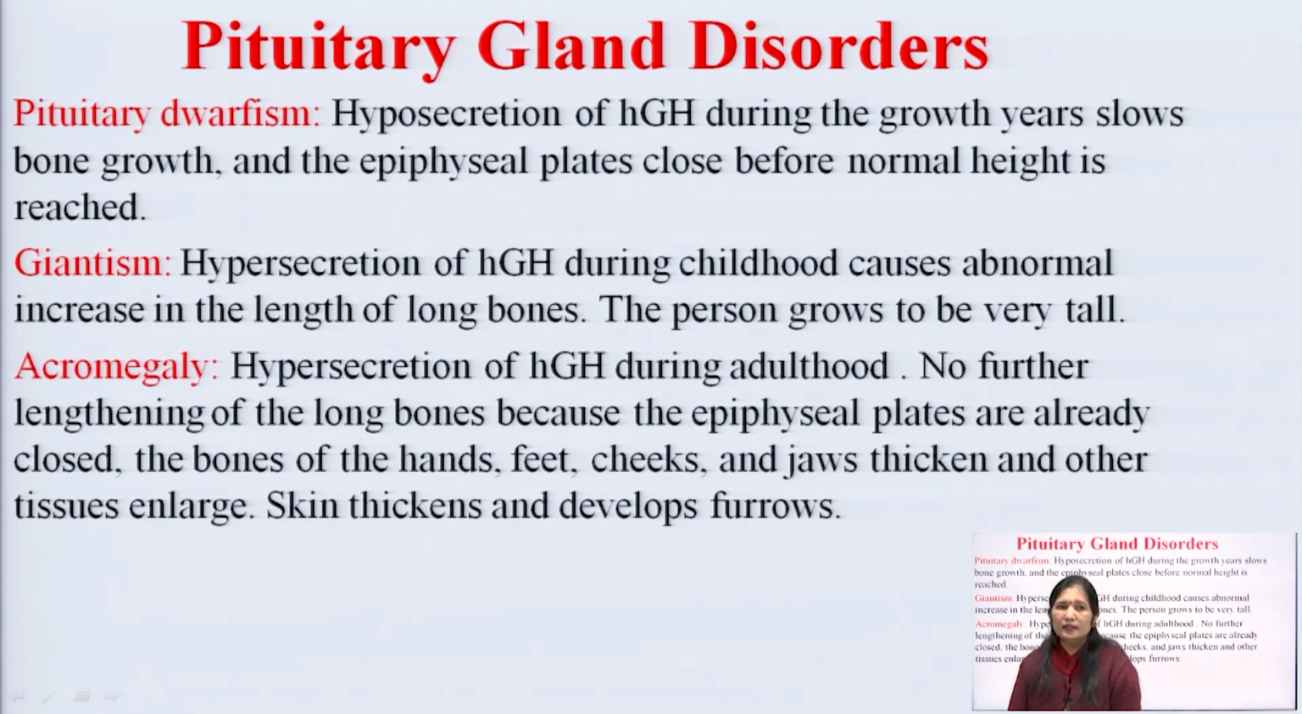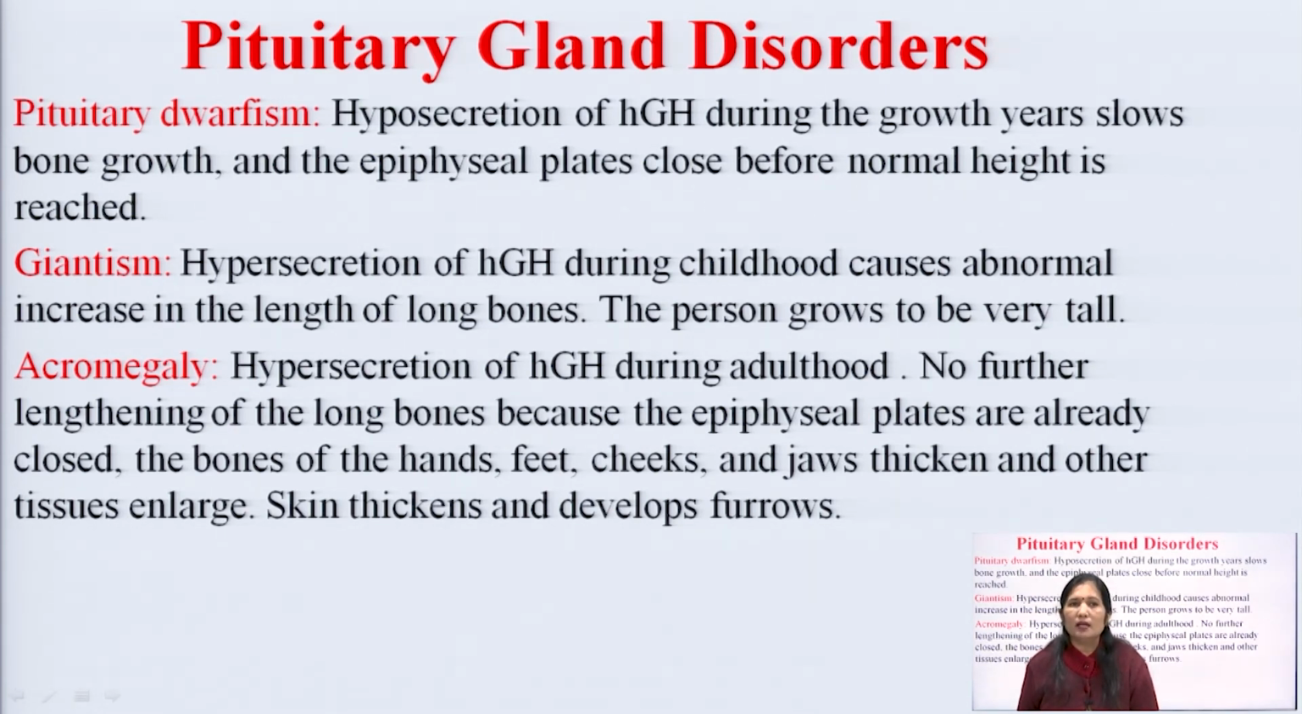So, pituitary gland disorders: dwarfism, gigantism, acromegaly. When there is hyposecretion of human growth hormone, it will result in decreased bone growth. So, normal height will not be achieved. So, in pituitary dwarfism there will be less height. Gigantism is hypersecretion of human growth hormone. So, it will cause an abnormal increase in the length of the long bones and the person will grow very tall, gigantism.